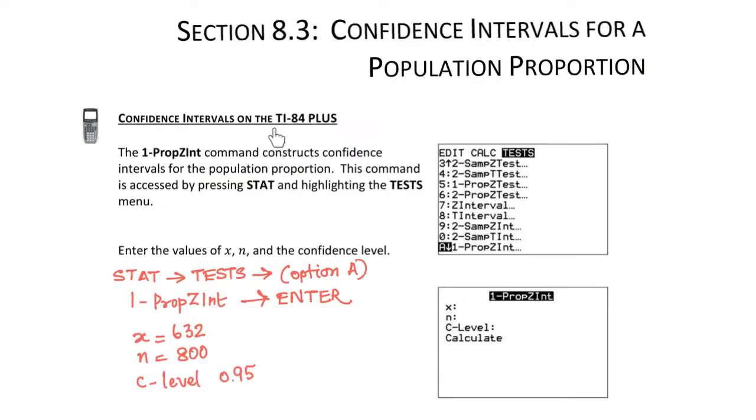Constructing confidence intervals using the TI-84 Plus calculator. First press STAT, then TESTS, then select option A. If you select option A, it will bring up the screen. There you can enter x equals 632, n equals 800, and the C-level. The confidence level is 95%, so 0.95. Then highlight Calculate and press enter.